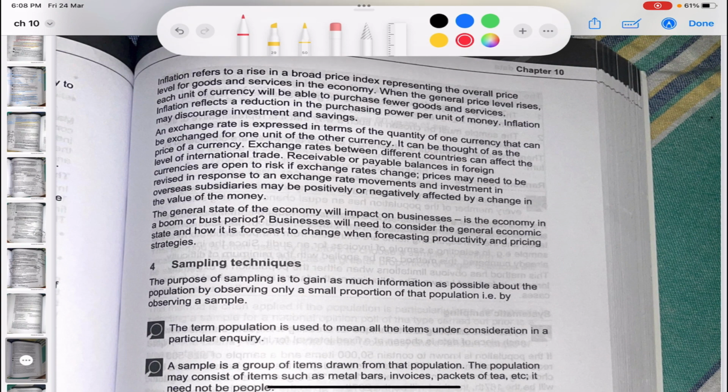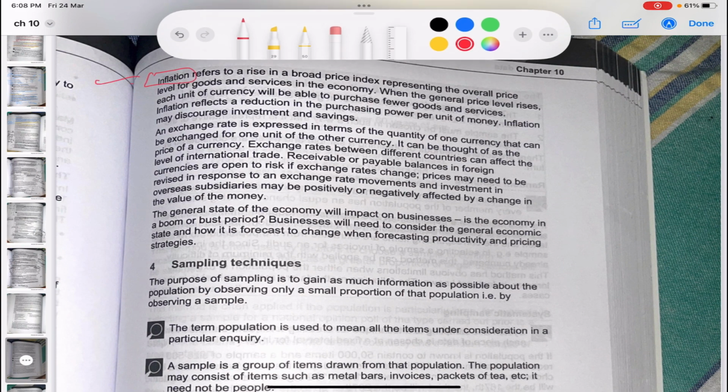Okay, now we all know what inflation is. I don't think we need to get into the detail of it, so let's just quickly read it. Inflation refers to a rise in the broad price index, representing the overall level for goods and services in the economy. When the general price level rises, each unit of currency will be able to purchase fewer goods and services.